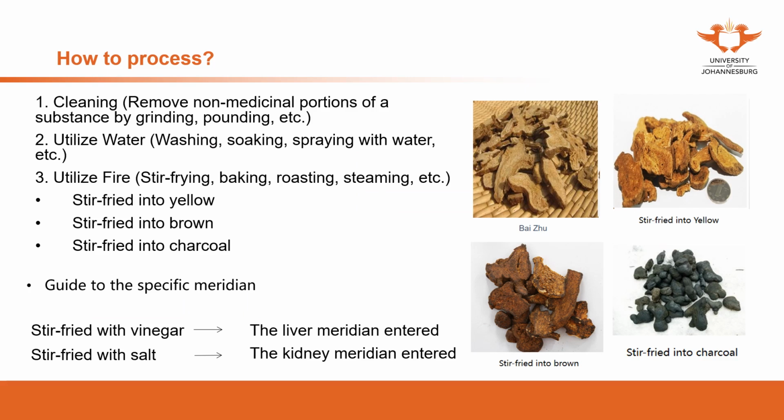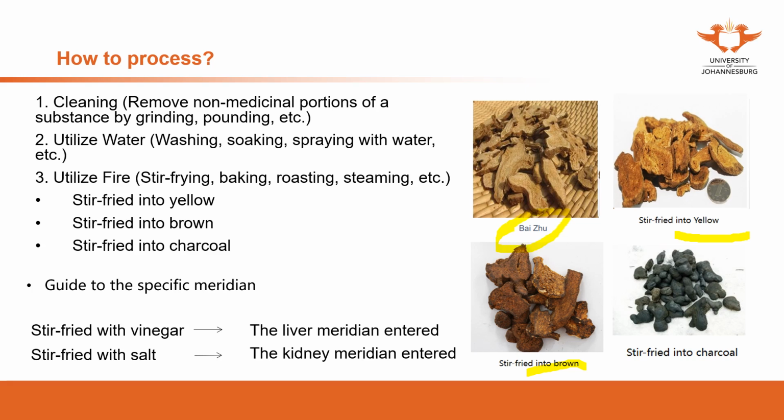How to process. Here is another example of processing to change the property of the medicine. The previous one, for Dahuang, was to process it to change the direction, or to change it to a different meridian, to change the property of the herbs. For example, Baizhu: if you stir fry it to yellow or even brown, you will make the herb warmer. You will make Baizhu warmer.